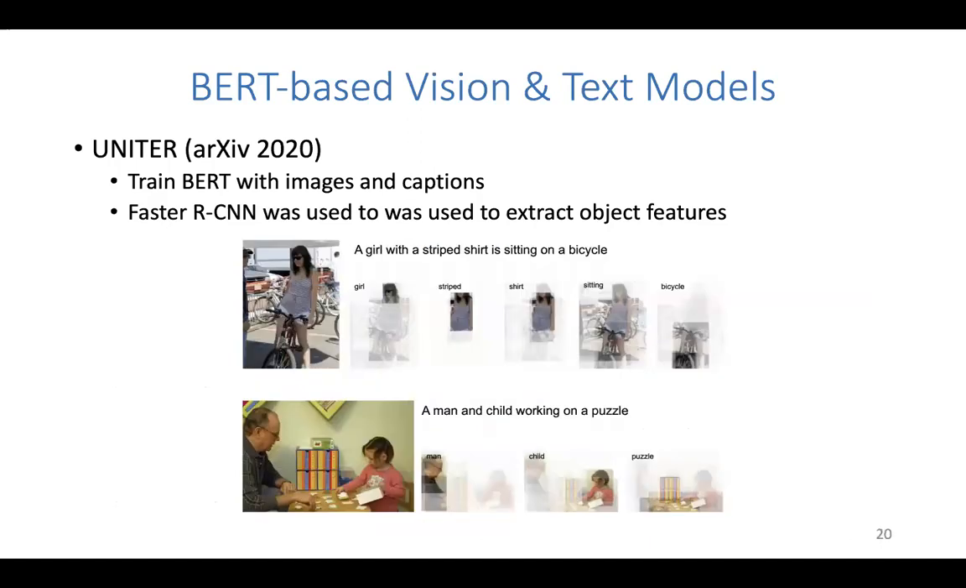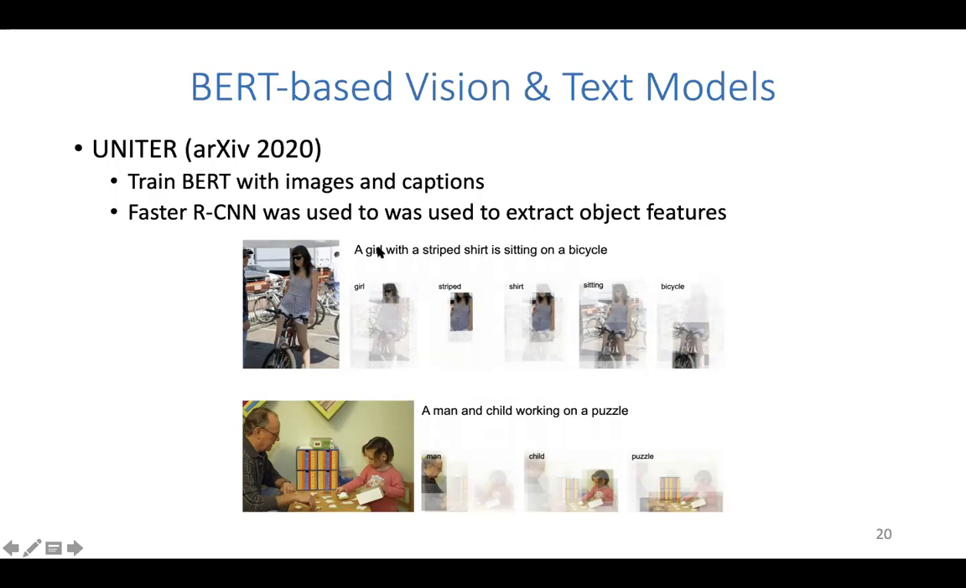This is a qualitative example from UNITER. What they're doing is image captioning using the pre-trained UNITER. The authors fine-tune the pre-trained UNITER to perform image captioning. Given an image, the caption generated by the model is: a girl with striped shirt is sitting on a bicycle.